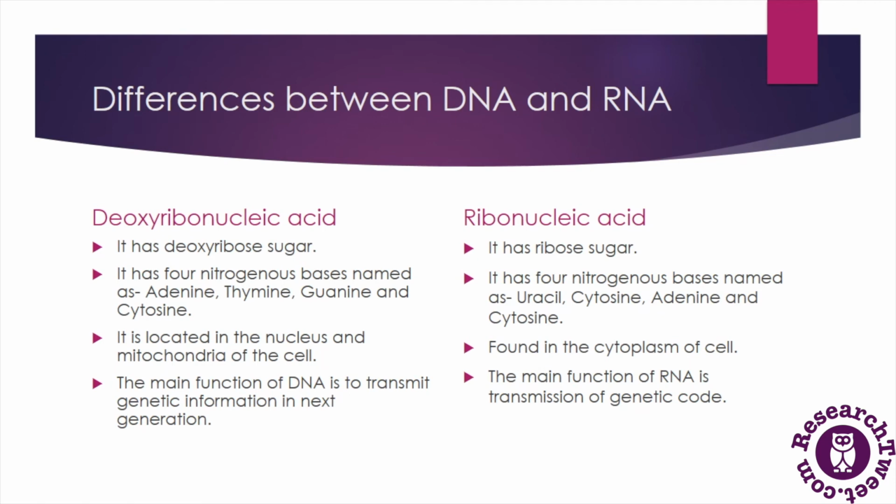DNA is located in the nucleus and mitochondria of the cell, but RNA is found in the cytoplasm of the cell. DNA has the main function of transmitting genetic information to the next generation, but in the case of RNA, the main function is transmission of the genetic code. But in some cases, RNA can also perform as genetic material, like in many viruses.